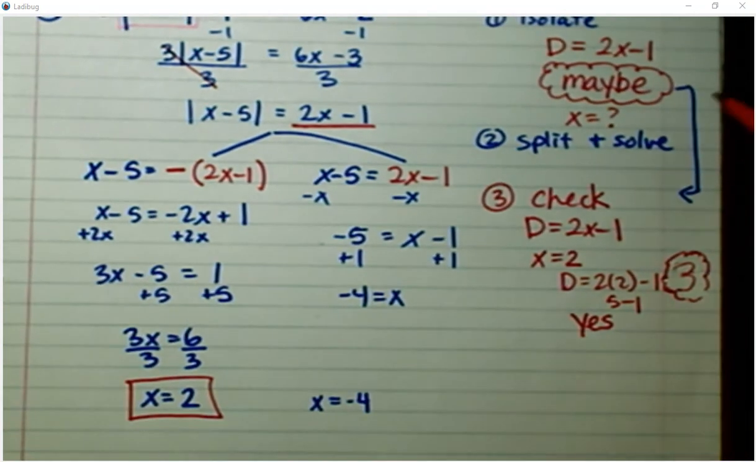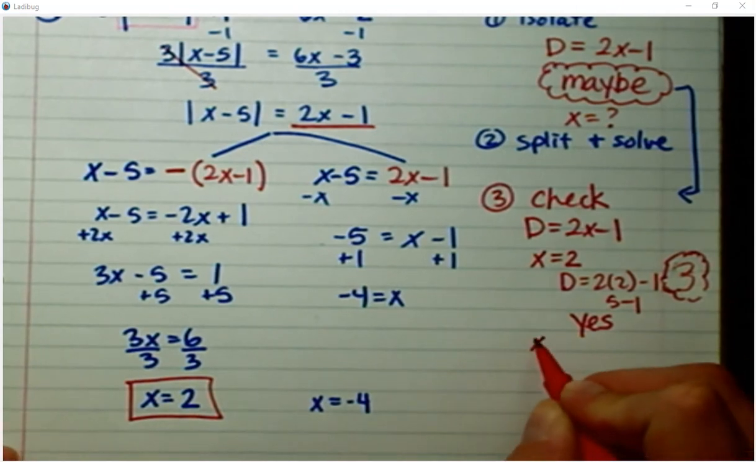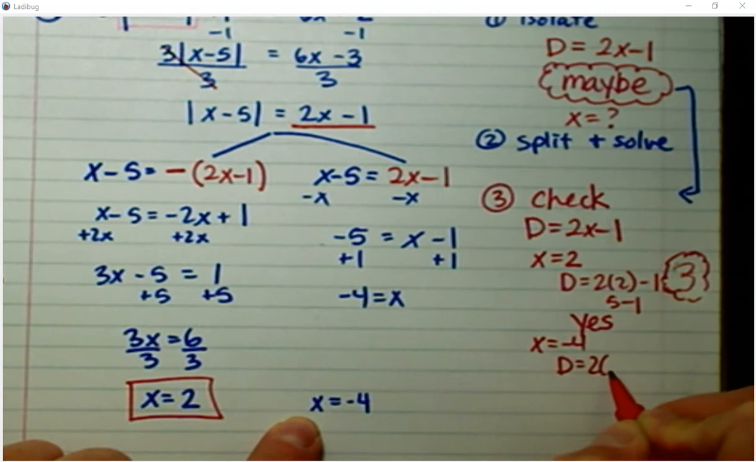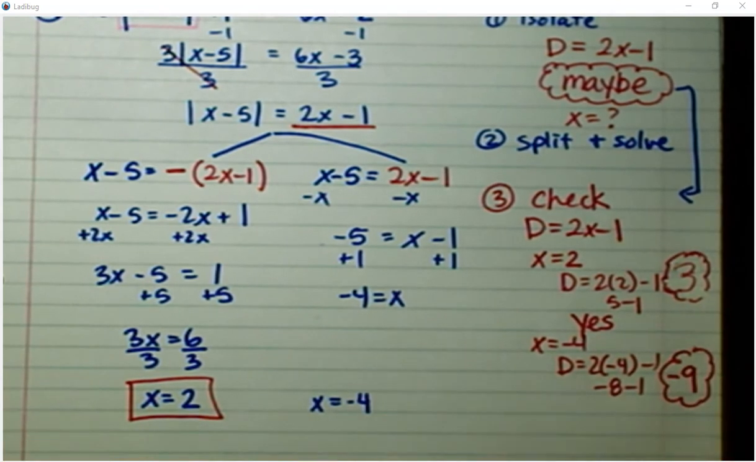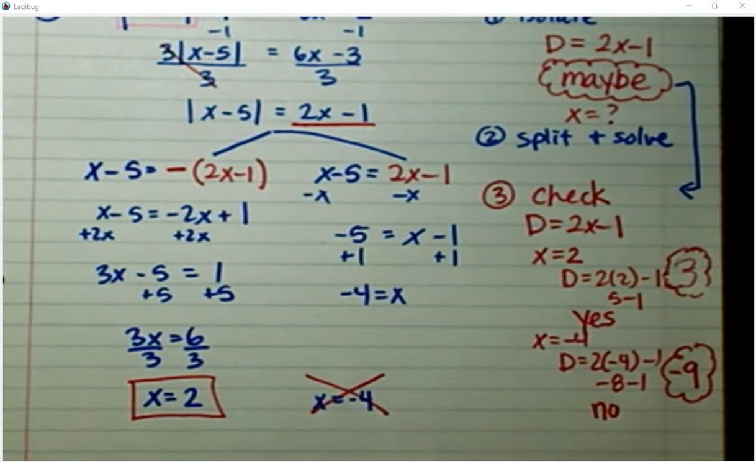It's kind of like your thinking is delayed, because you have to figure out what x is before you answer that question. All right, I also have x equals negative 4. Can the distance be negative 9? No. 2 is your only answer. It didn't work.